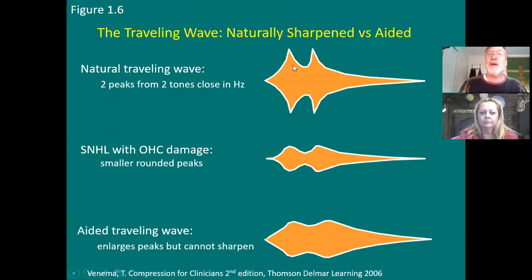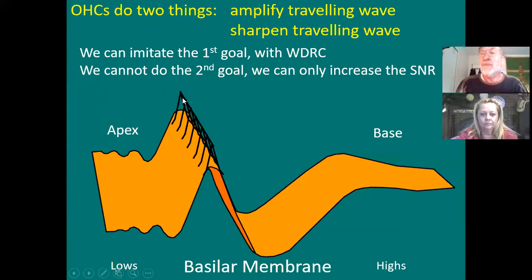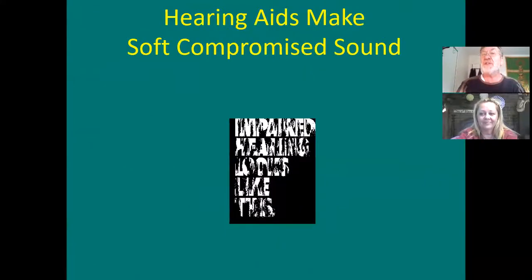Here's a traveling wave of two frequencies close together. Here's the same traveling wave in someone with damaged outer hair cells. And the bottom shows a traveling wave with simple amplification of a hearing aid. You've made it bigger, but you can't restore the points. You can't restore the sharpening. Humpty Dumpty fell off the wall, we said last week. So hearing aids tend to make soft compromised sound into louder compromised sound.